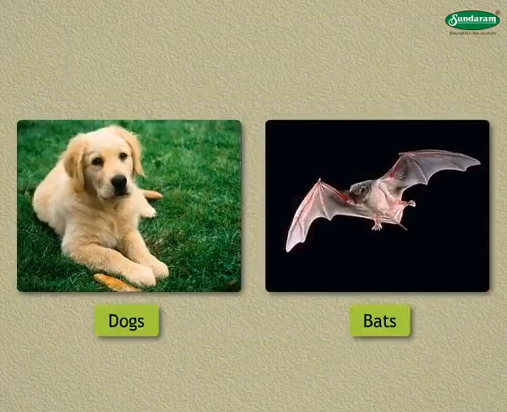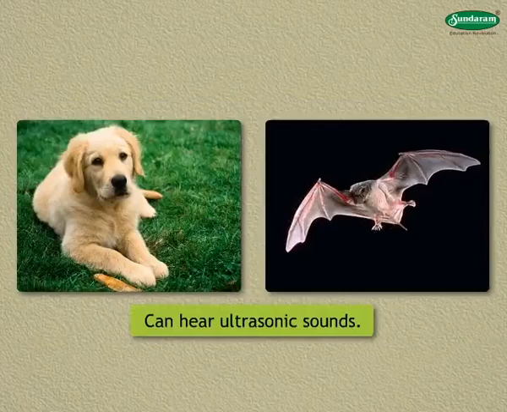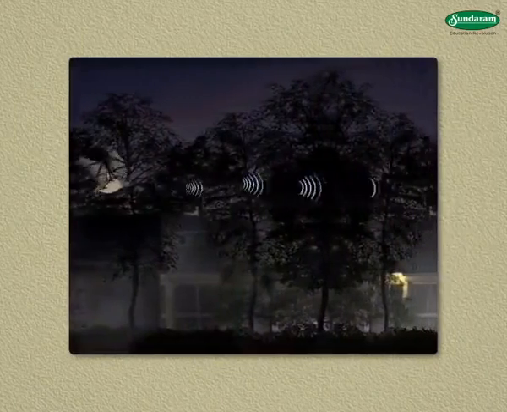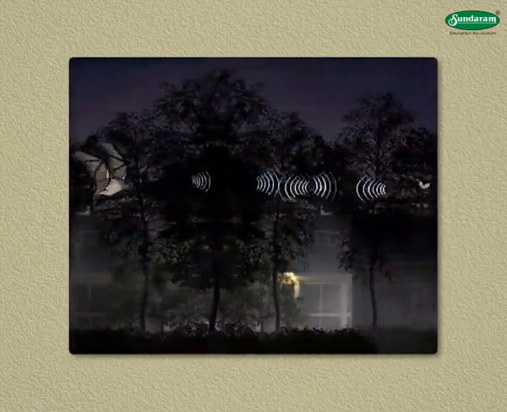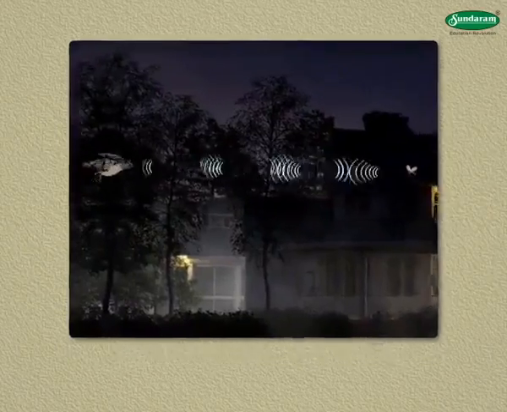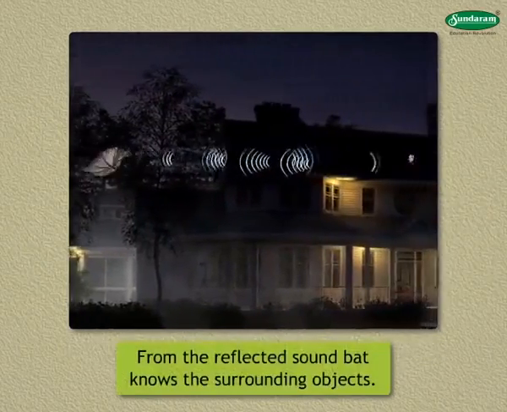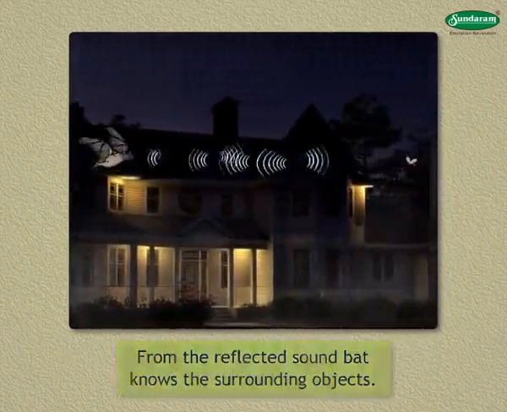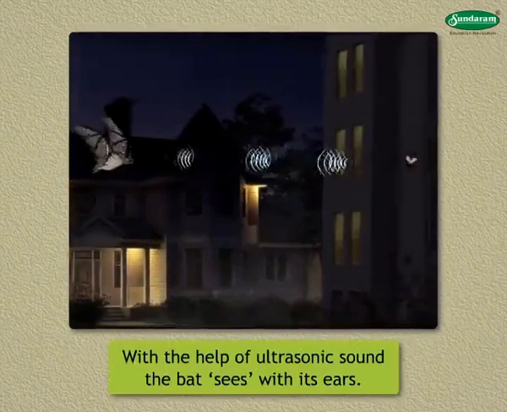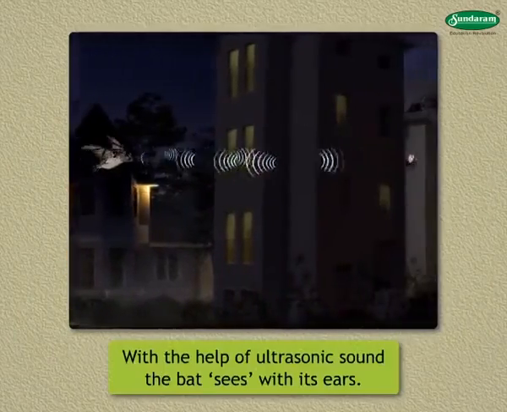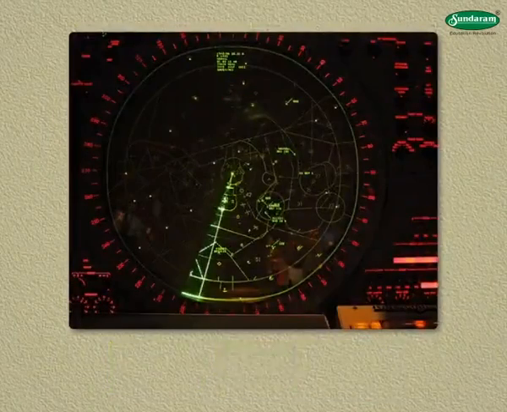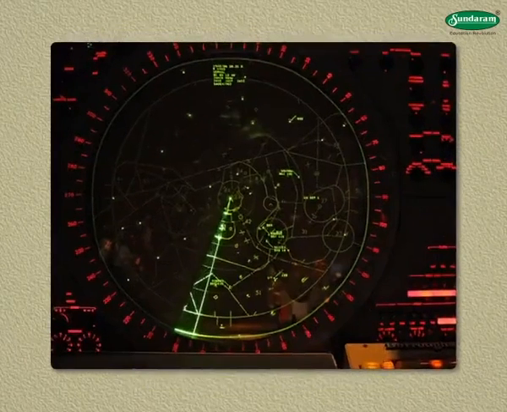Dogs, bats, etc. can hear ultrasonic sounds. Bats actually produce ultrasonic sounds while flying in the dark. That sound is reflected from objects in front of the bat. From the reflected sound, the bat comes to know the position of things in its surroundings. In fact, it can be said that with the help of ultrasonic sound, a bat sees with its ears rather than with its eyes. The radar system too tells the position of objects by getting the waves it produces reflected from the targets in front.